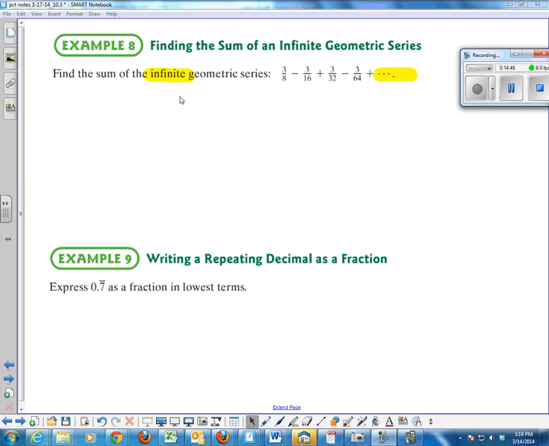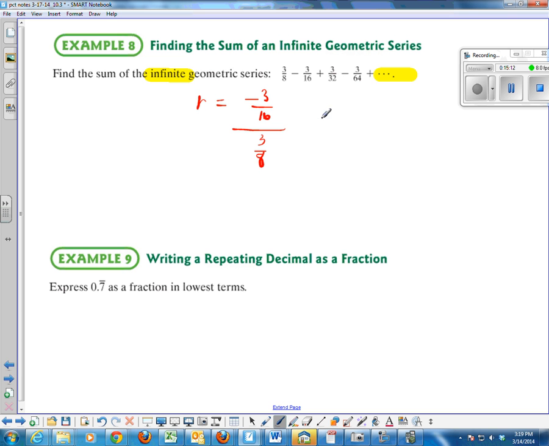Find the sum of the infinite geometric series. So we need to determine if we can even find the sum of this. And the first step in that is to calculate the R value. So let's take a second to do that. Remember when we calculate the R, we take a term and divide by the term before that.